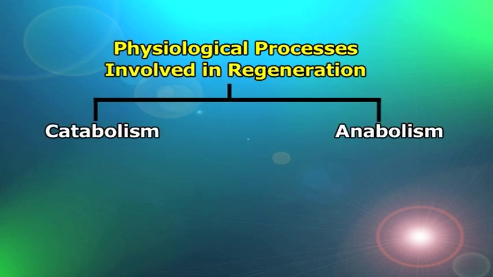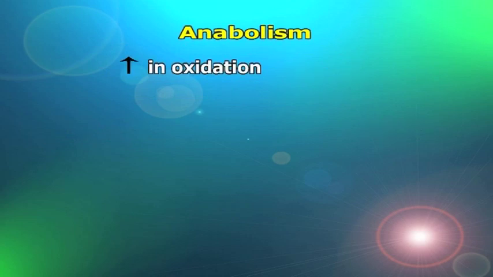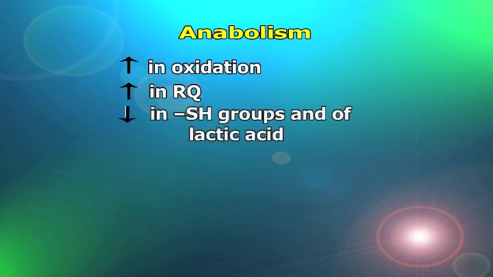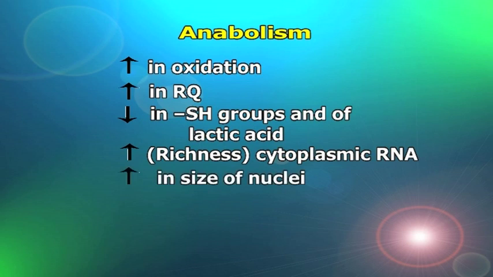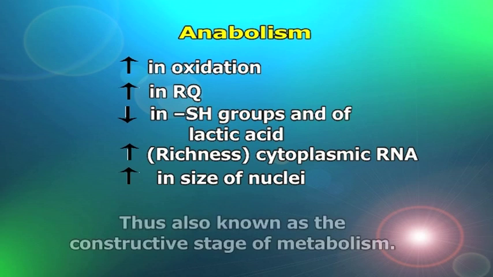Anabolism. This phase is characterized by an increase in oxidation, increase in RQ, decrease in the amount of free SH groups and of lactic acid, richness of cytoplasmic RNA, and increase in size of nuclei in cells participating in regeneration, thus also known as the constructive stage of metabolism.